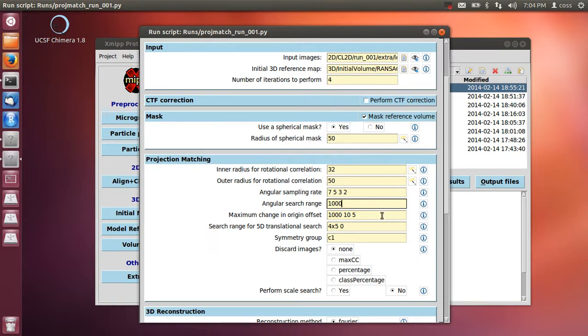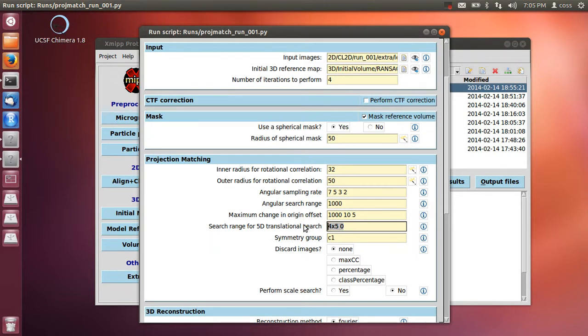Then you can say the same about the shift. So at the beginning they are free to shift anything, and then in the next iteration they can only shift 10 pixels away from the previous one, then 5 pixels away, 5, 5, 5, 5.